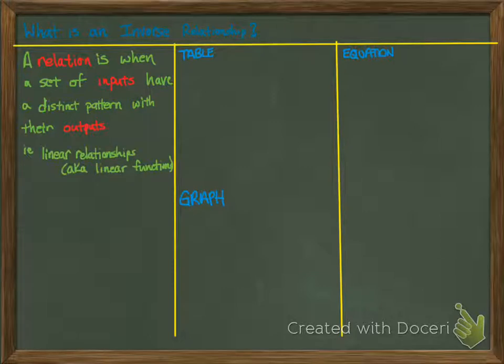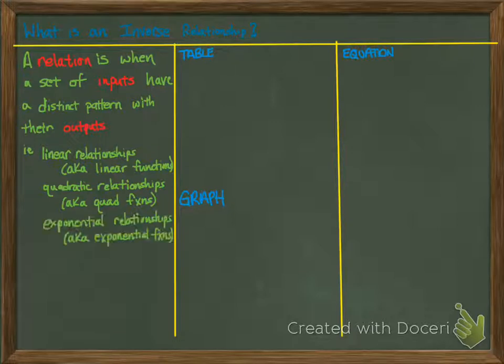For example, linear relationships, also known as linear functions. Those inputs give you a set of outputs that when you graph them, you get a straight line. There's also quadratic relationships, where the inputs give you outputs that graph a parabola. And then exponential relationships we just studied, also known as exponential functions, that give you something that grows dramatically or decays dramatically when you graph the outputs based off of the inputs.